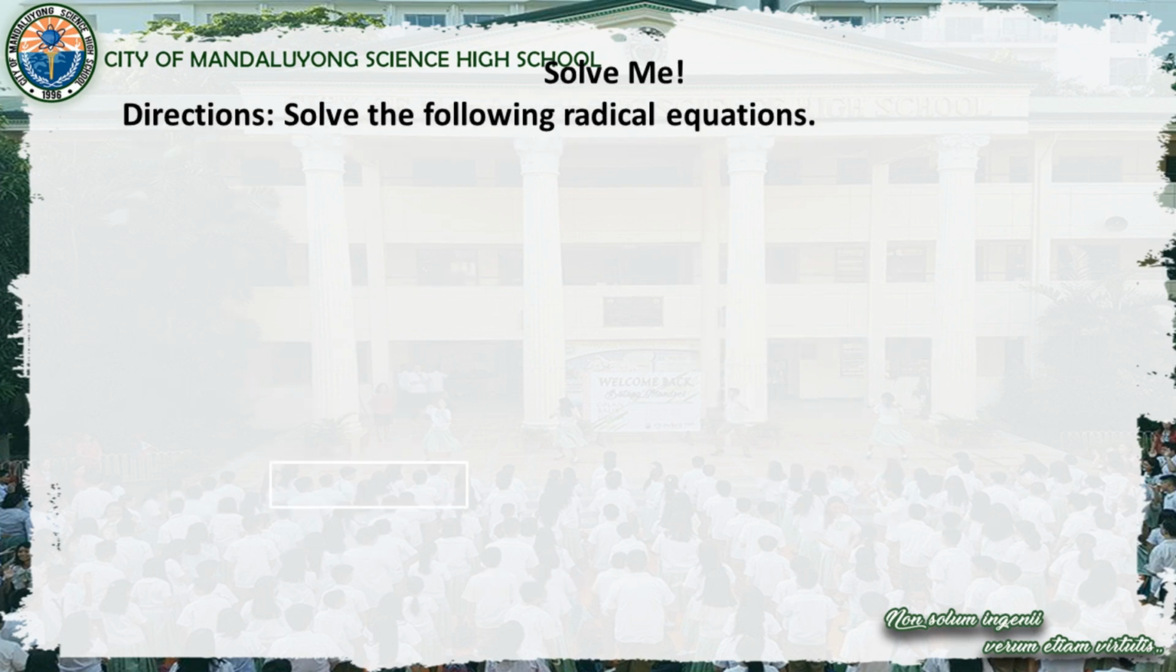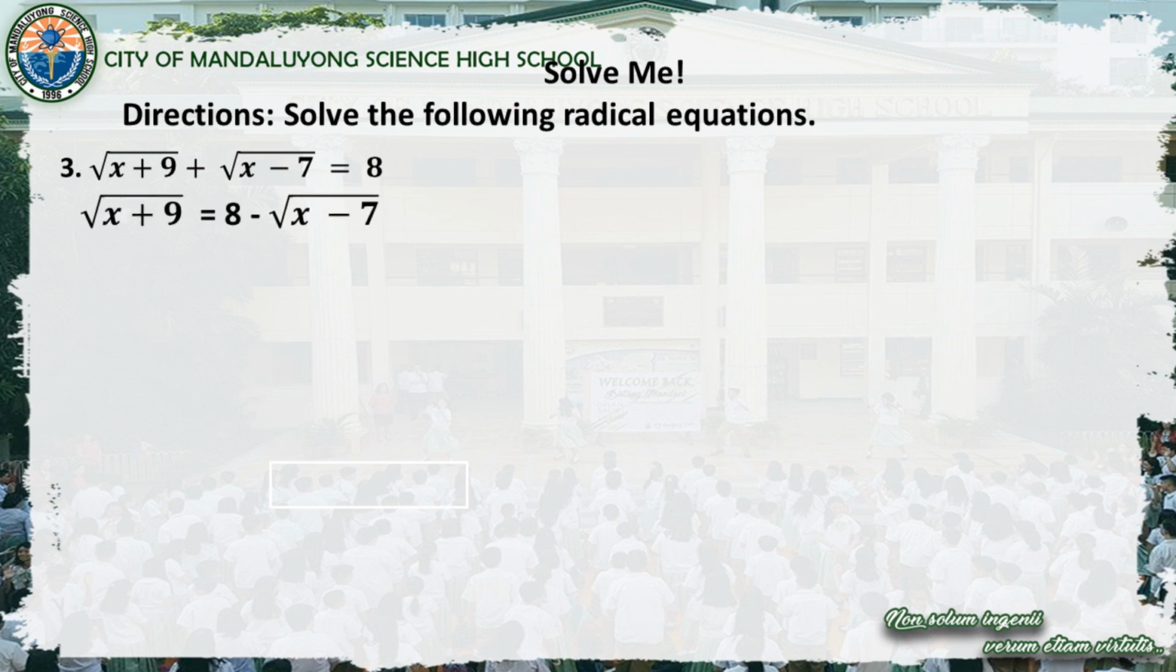Example number 3. Solve for x. The square root of x plus 9 plus the square root of x minus 7 is equal to 8. All you have to do is to isolate one radical on one side of the equation, but it's your choice if you want the square root of x minus 7 to be at the left. But in my case, I prefer letting the square root of x plus 9 be at the left. So the new equation now is the square root of x plus 9 is equal to 8 minus the square root of x minus 7, and this time we square both sides.